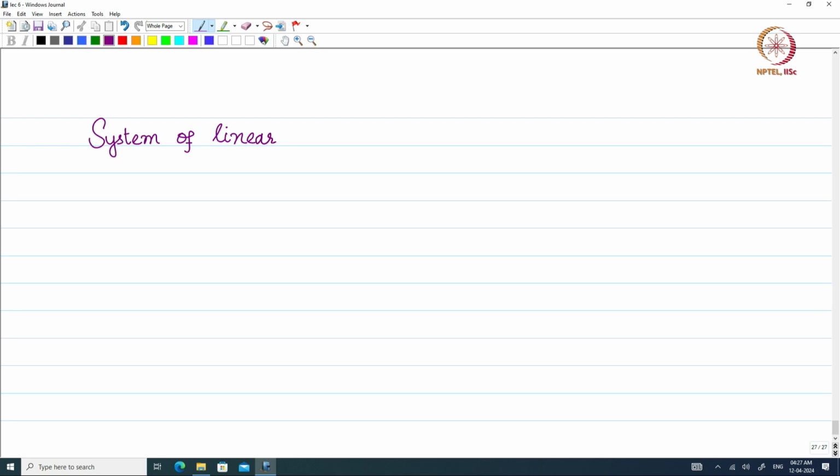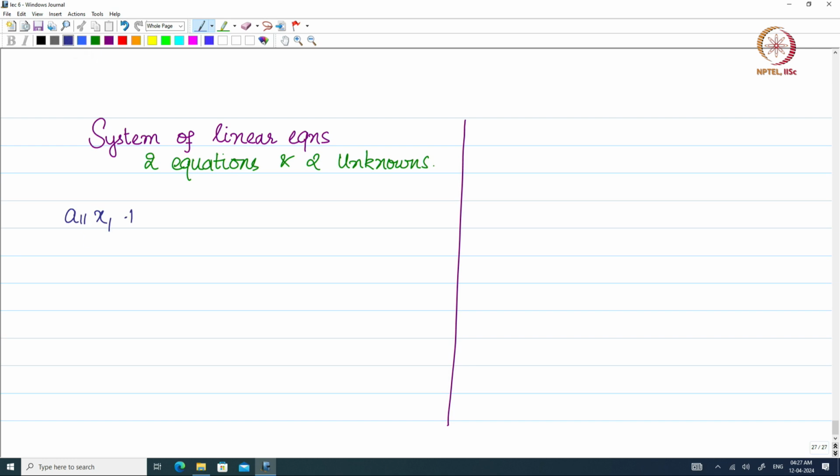We are going to restrict ourselves right now to 2 equations and 2 unknowns, because that is easy, because we are doing only that right now. So, when we did these 2 equations and 2 unknowns, let us write the equations again. A11 x1 plus A12 x2 is equal to B1, and A21 x1 plus A22 x2 is equal to B2. This is what we had.